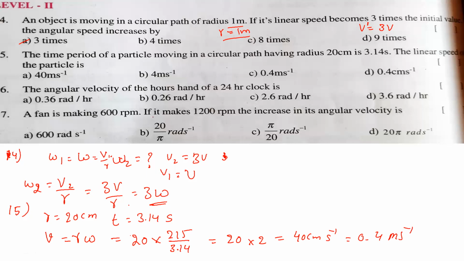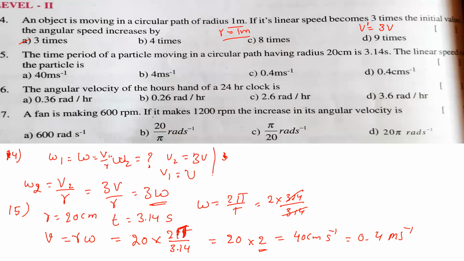Yeah, this is just a confusion solving problem. The omega value, children, is actually 2 pi by T. It is 2 pi, not pi. So 2 into pi into T value is given, and the pi value is also 3.14. So this 3.14 will cancel. Only 2 pi remains. So 2 into 3.14 divided by this T value, which is also given as 3.14, will cancel. Only 2 remains. Okay, children, this is the 14th problem.